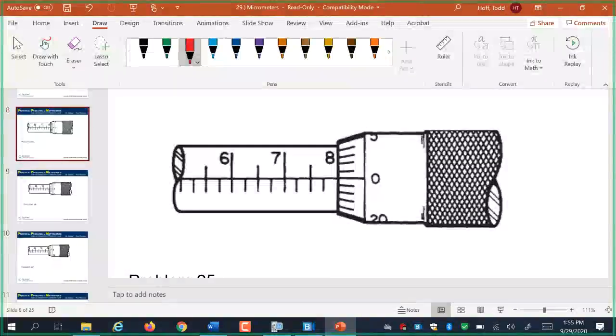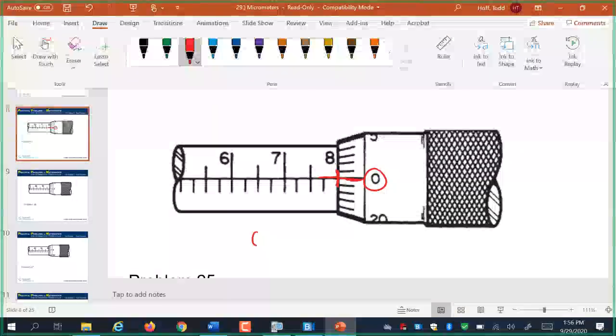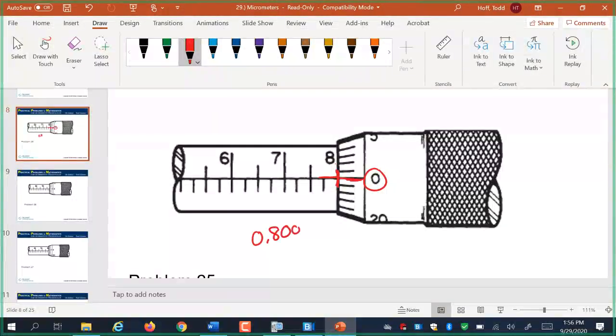So for this one, are we to the 0.8 yet? Yeah, I'd say yes. Just like the last one, the 0 on the thimble is exactly lined up with our axis here, which means we are exactly on whatever line we are close to. Well, we are close to that 8/10. So this is actually exactly 0.800 inches.